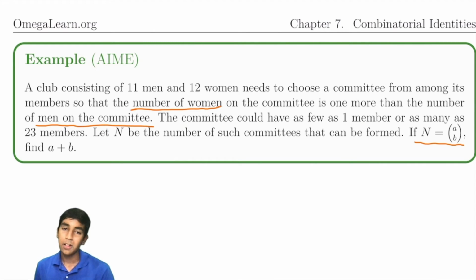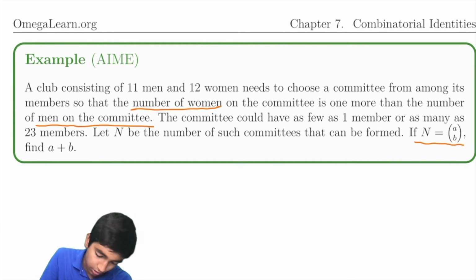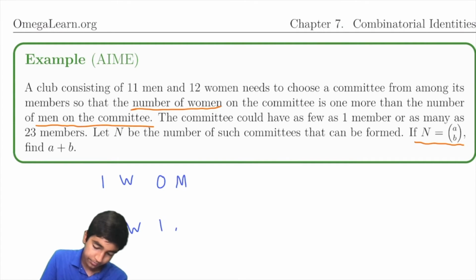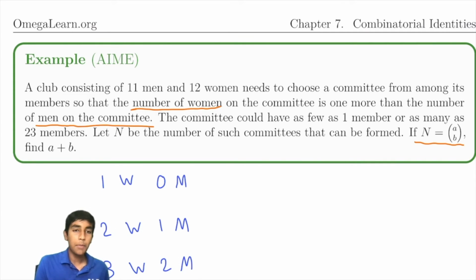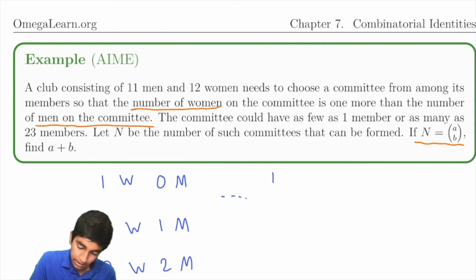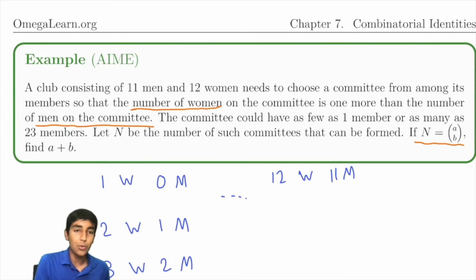Okay. Can we express this in terms of choosing identities, maybe? Let's take all the cases. Well, there has to be one more woman than man on the committee. So let's take all the cases. 1 woman and then 0 men. That's the first case. Or 2 women, 1 man. Or 3 women, 2 men. All the time, it's just one more. And so on, all the way till 12 women and then 11 men, sorry. Because it always has to be one more.